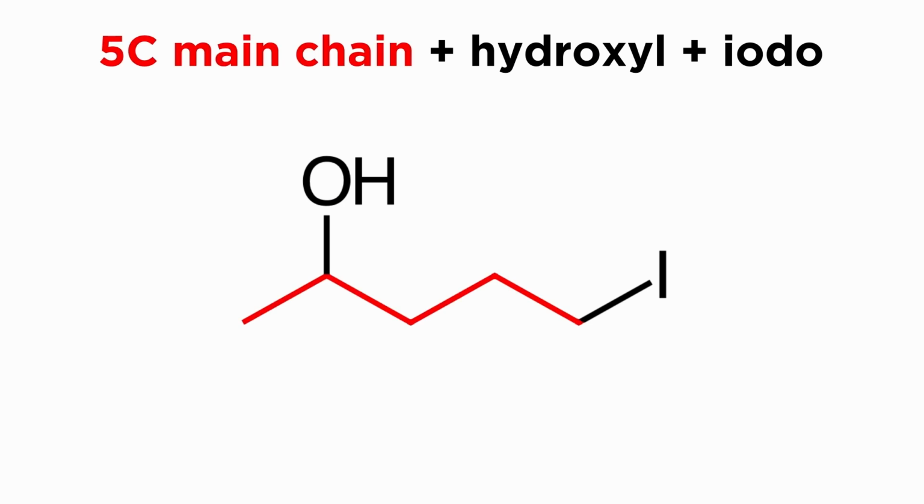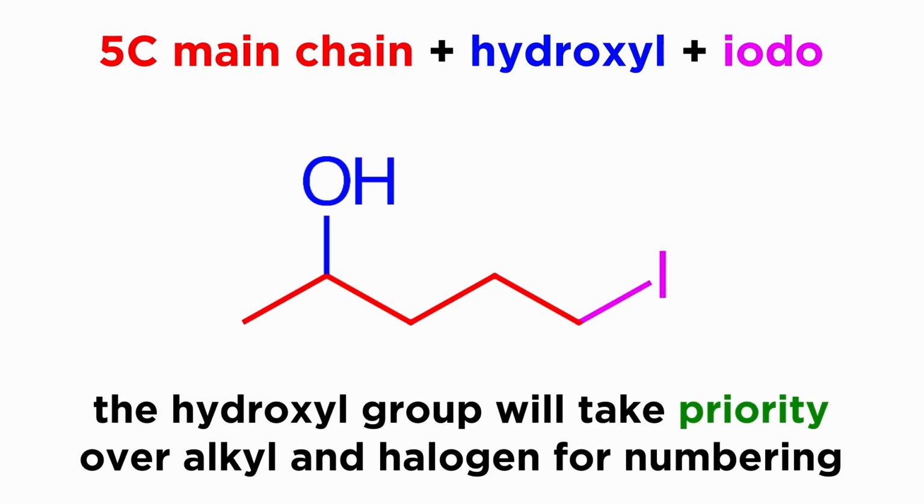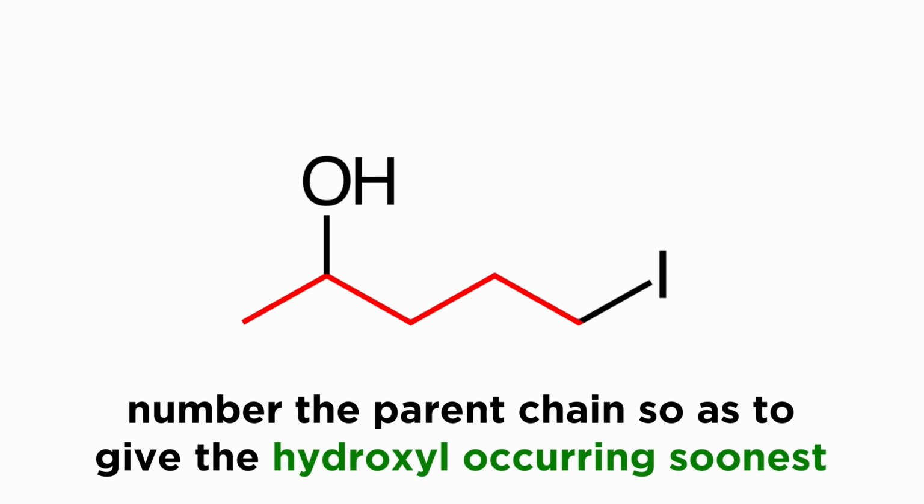We have a 5-carbon molecule with a hydroxyl group and an iodo group. What we must understand is that the hydroxyl group is of a higher priority than alkyl and halogen. We will number the molecule so as to give the hydroxyl group the lowest number possible. So here, it doesn't matter that going right to left will give a substituent on carbon 1. We will number left to right because that numbering scheme gives the hydroxyl the lowest number, and that's what matters most, due to functional group prioritization.